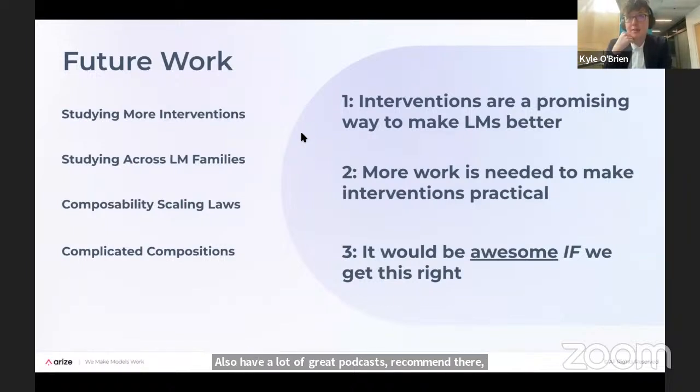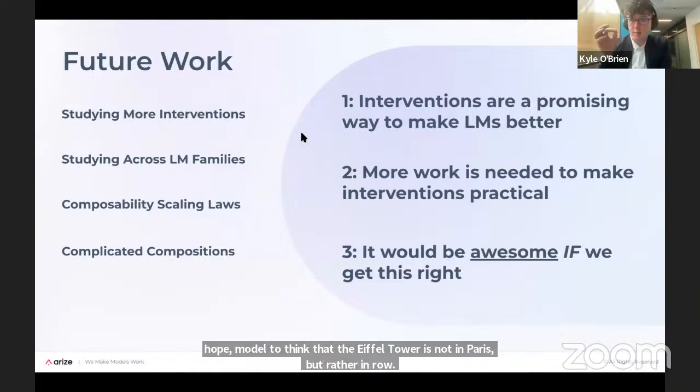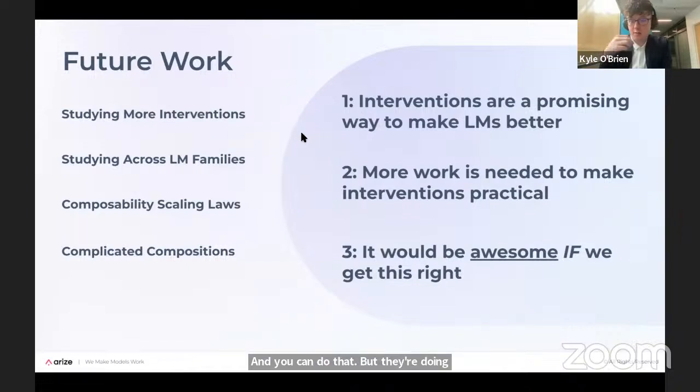But they were looking at things like, can you change the model to think that the Eiffel Tower is not in Paris, but rather in Rome? And you can do that by doing some very targeted fine tunes to the internals of the model. But if you rephrase the question sufficiently, or you ask some logical follow-up questions, then the edits kind of break, or they don't seem to really deeply modify the model's knowledge in some vague sense.